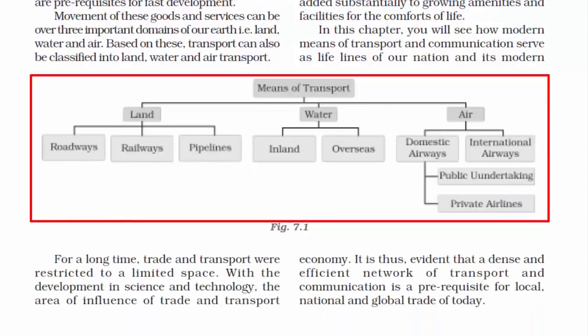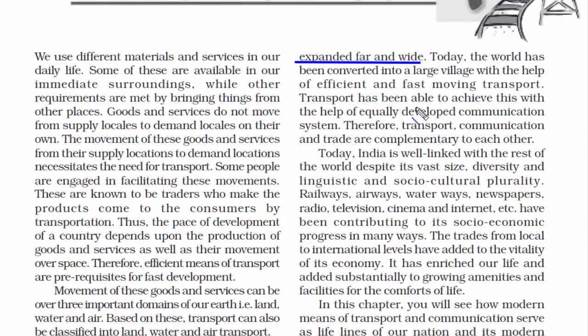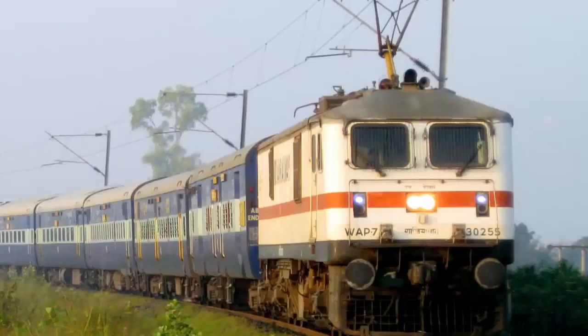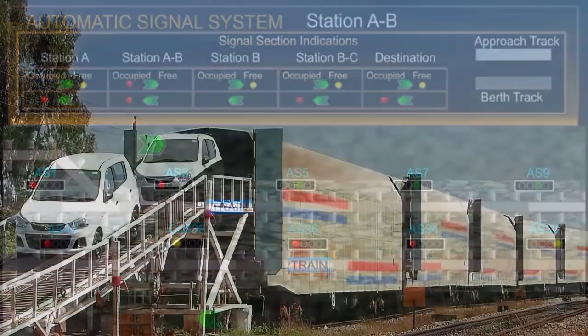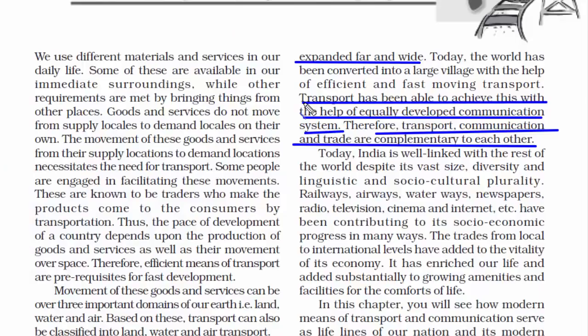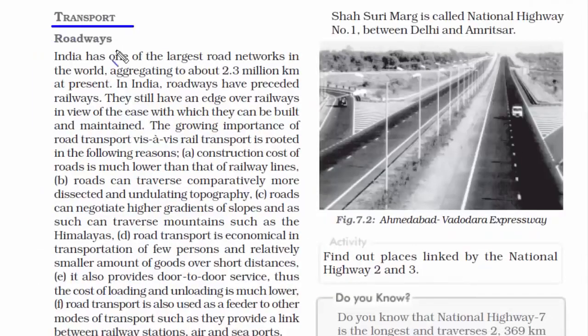But today we are totally in a different world. With the development in science and technology, trade and transport is expanding throughout the world. Trade and transport has been complemented with communication systems in order to function efficiently. Therefore, we can go on to say that transport, communication, and trade are complementary to each other. So let's read about a few of the transports. The first one is roadways.